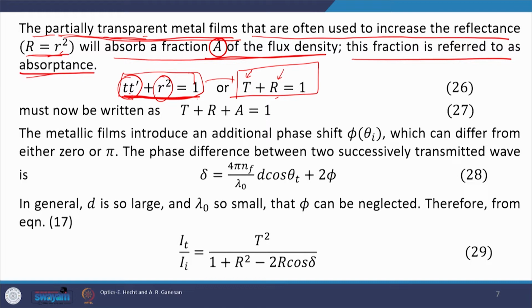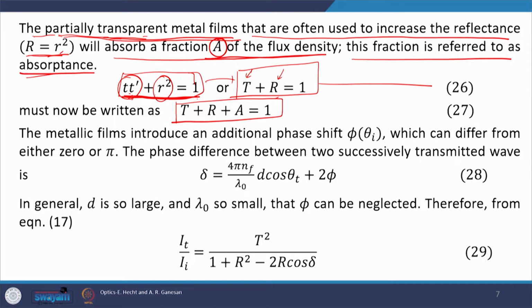But since we are using metal, absorbance also comes into the picture, and therefore equation 26 modifies to equation 27, which is T plus R plus A is equal to 1, and this shows the conservation. The total transmittance plus total reflectance plus total absorptance must be equal to unity.